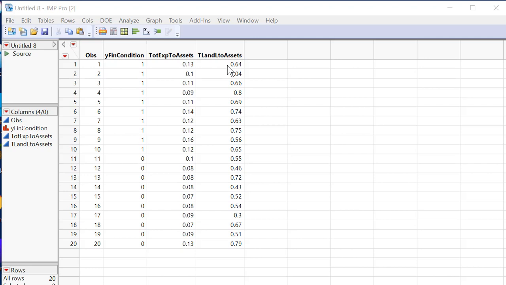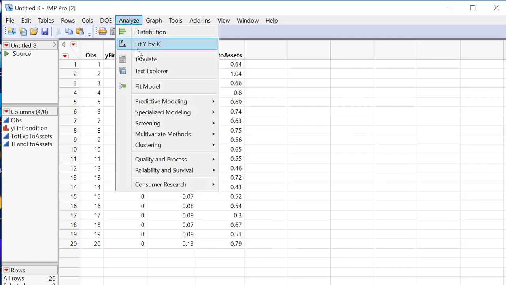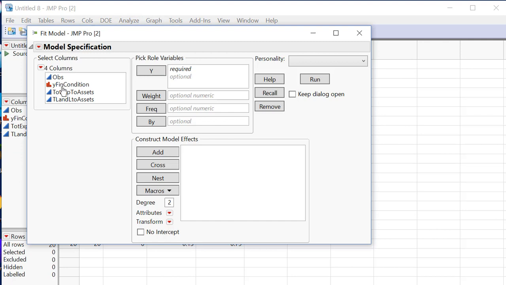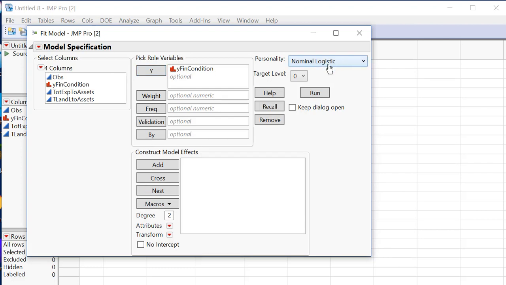Because the data set is small, just for demonstration purposes, we're not going to bother to partition the data into training and validation. So I'm going to analyze this and fit the model. Because the outcome condition is a categorical variable, I put this over here in our outcome variable, and this diverts to nominal logistic, which is what we want, and we want the target level to be 1. In other words, that is a weak bank. And then we're going to take these two input variables and add those down here as things that are going to affect that.